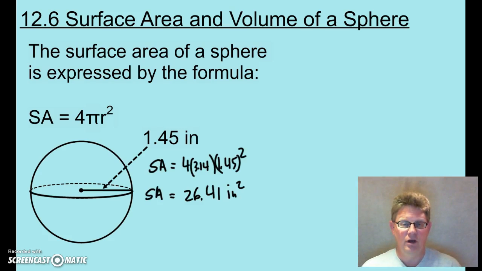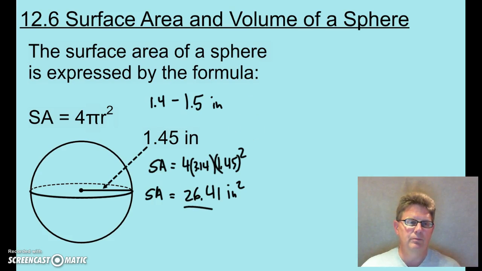So the surface area of that sphere is 26.41 square inches. Seeing how a baseball is supposed to range between 1.4 to 1.5 inches on the radius, in order to cover this baseball, you would need 26 square inches of material to cover that baseball.